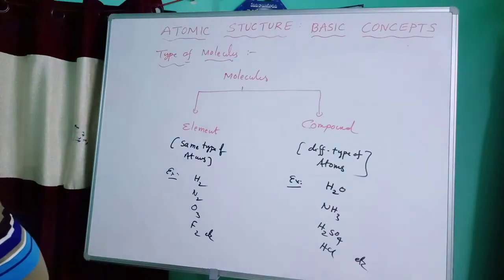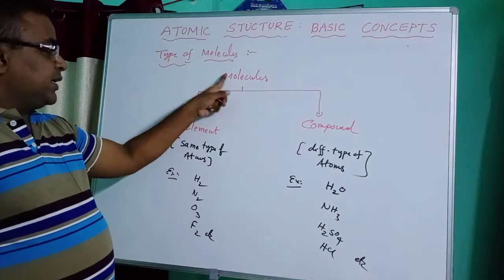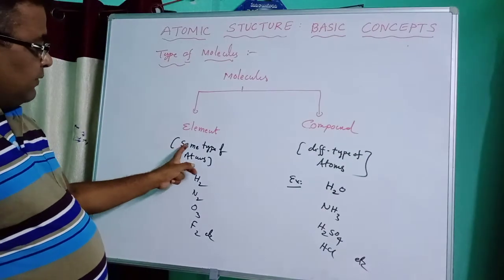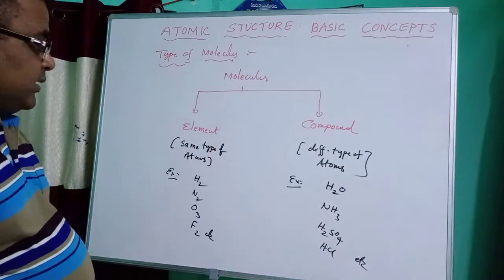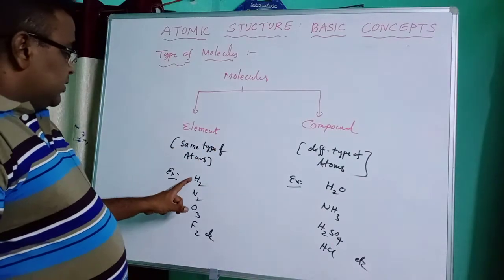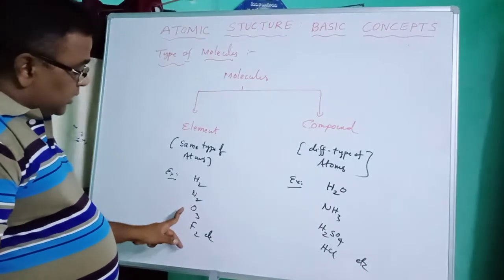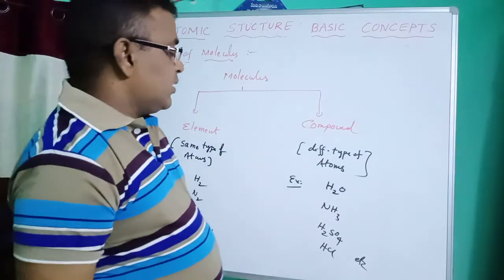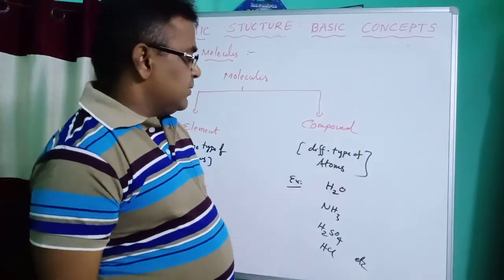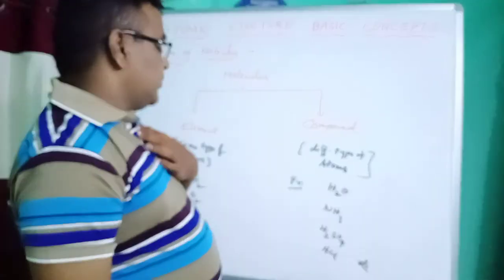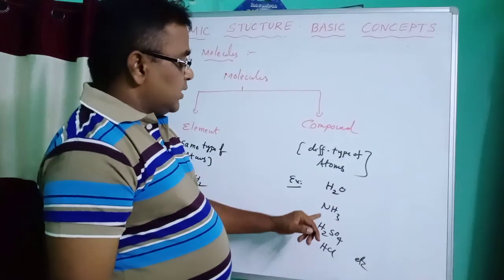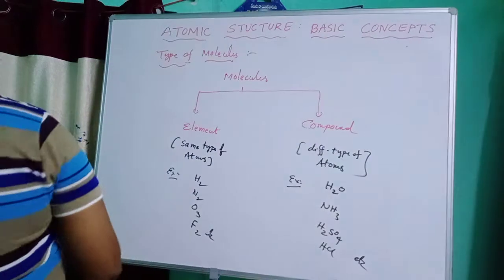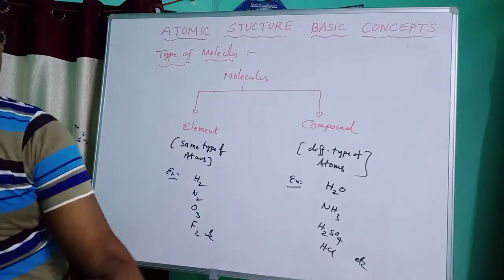These are the compounds. So molecules are mainly classified into two types: element and compound. What is an element? When the same type of atoms combine, that is known as an element. H2 hydrogen, N2 nitrogen, O3 ozone, F2 fluorine, etc. What is a compound? When different types of atoms combine, it is known as a compound. Example: H2O water, NH3 ammonia, H2SO4 sulfuric acid, HCl hydrochloric acid, etc.